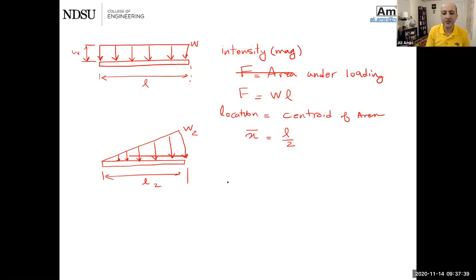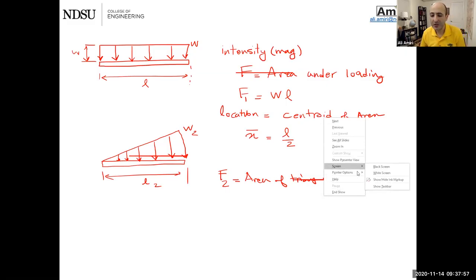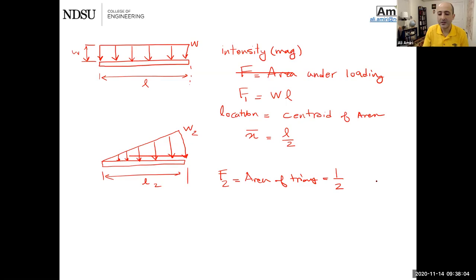For the second one, same thing. The intensity of the load, let's call this F2, is going to be the area of the triangle, which is half of the base multiplied by the side. So half of L2 W2.